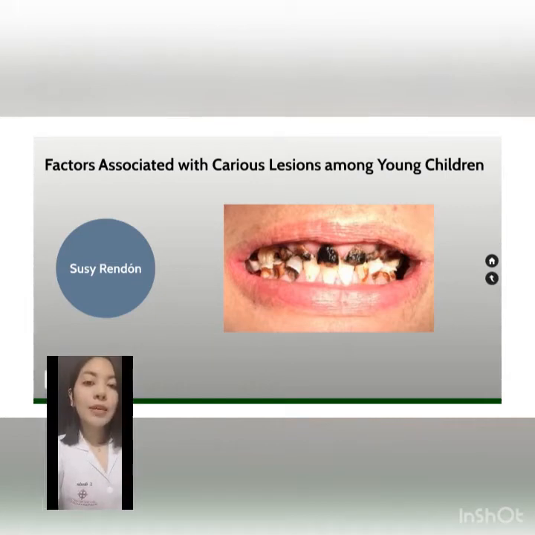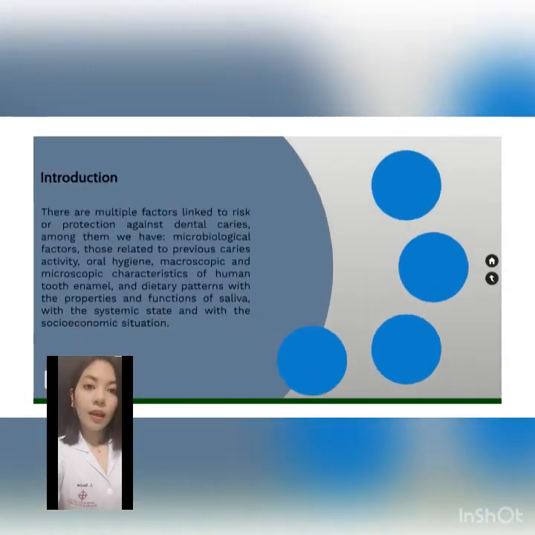Good afternoon. My name is Susie Rendon, and today I will talk to you about factors associated with carious lesions among young children. Introduction: there are multiple factors linked to risk or protection against dental caries. Among them, we have microbiological factors, those related to previous caries activity, oral agents, macroscopic and microscopic characteristics of human tooth enamel, and dietary patterns, with the properties and function of saliva, with the systemic state, and with the socioeconomic situation.